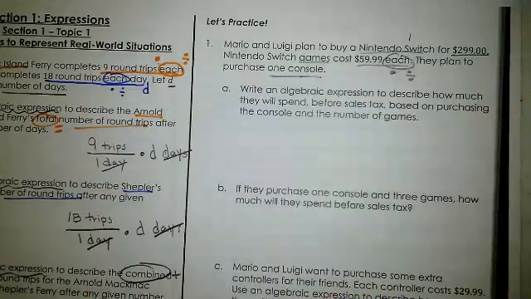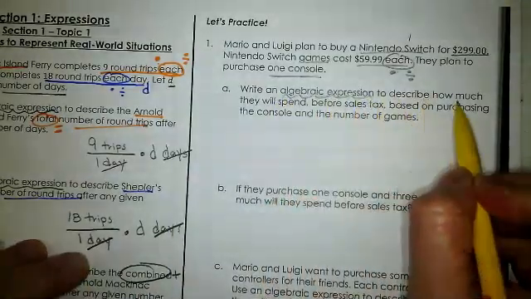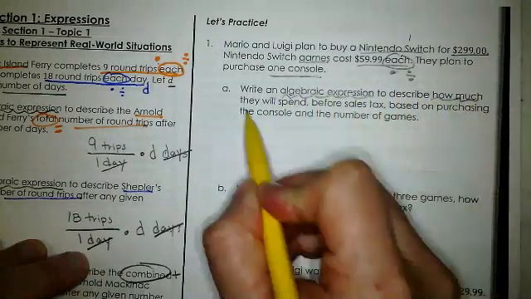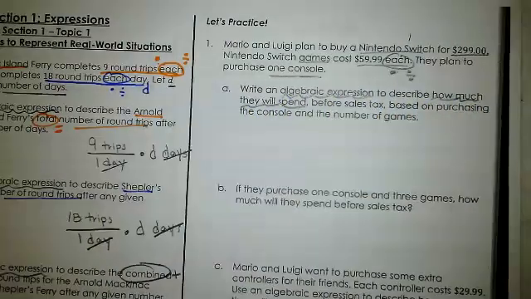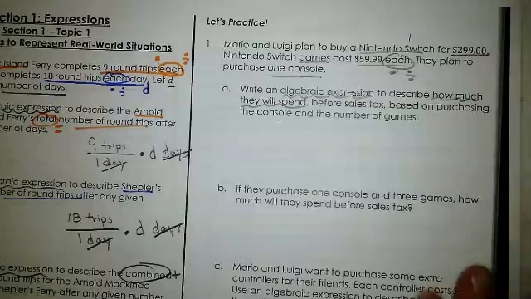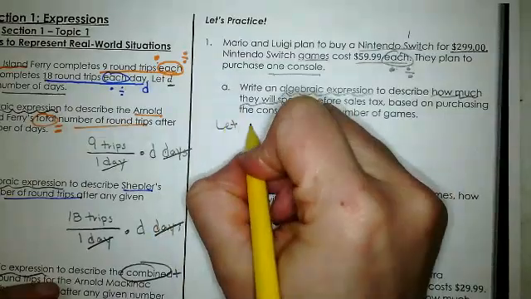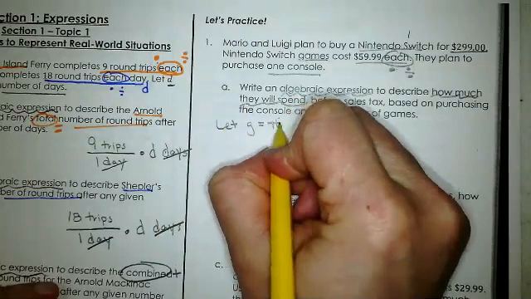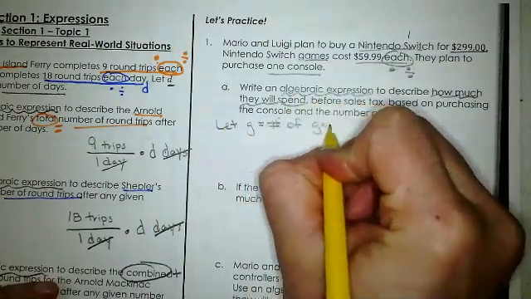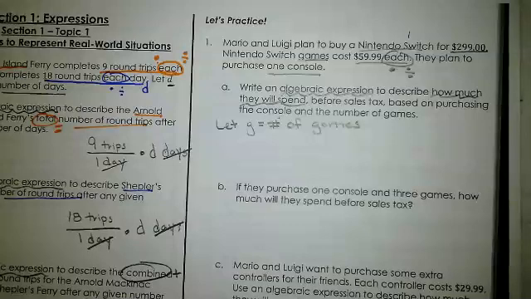Write an algebraic expression to describe how much they will spend before sales tax based on purchasing the console and the number of games. So we know they're going to get one console. We don't know how many games they're buying, so that's going to be a variable. So let G equal number of games. And if you pick a different variable, that's fine. Just make sure you define it.